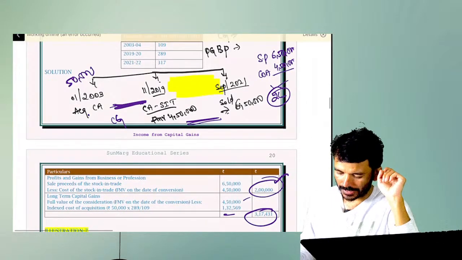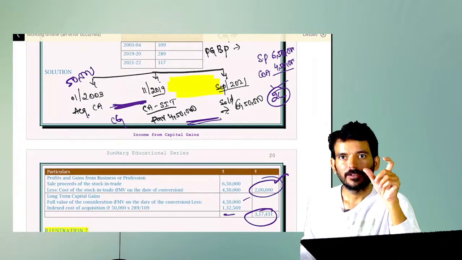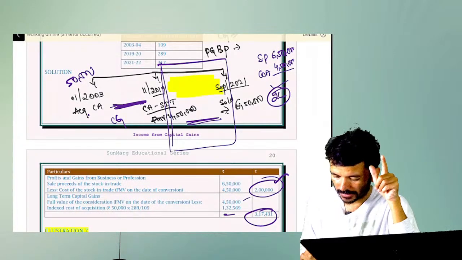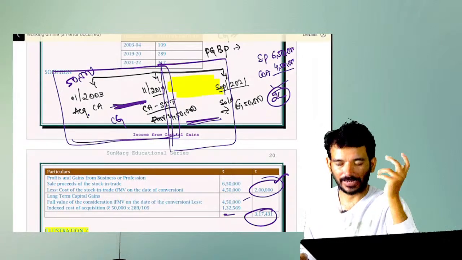Okay, so is there any conceptuality that is not clear anywhere? From the business side, this is the time it is becoming a stock in trade, right? This is business. This is the time it was a capital asset. This is the capital gain chapter.